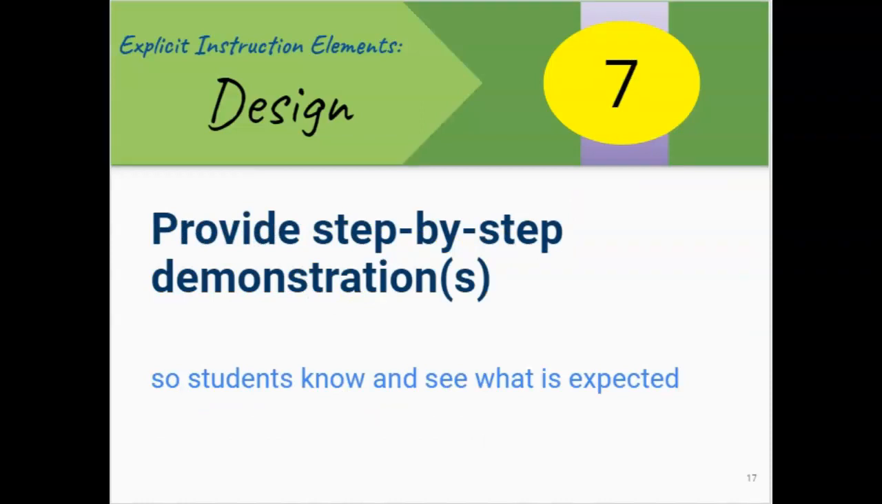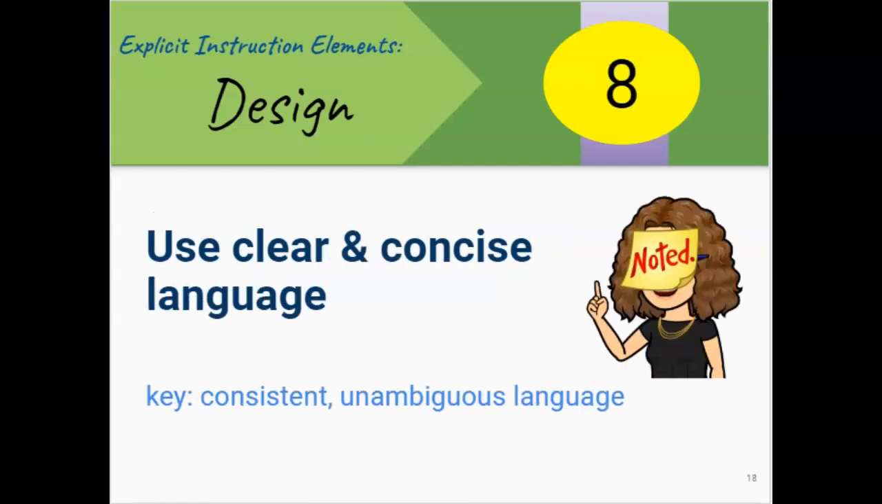We can also make sure that we are providing step-by-step demonstrations so that students know and can see what is expected when we're looking at mastery of a learning target, but that it's very sequential, step-by-step. We want to make sure our language is clear, it is concise, students aren't having to guess what we mean, but that our lesson has been designed in a way that students are absolutely sure what the mastery for the lesson is and that they can reach that.